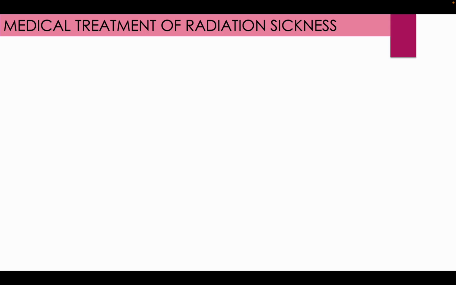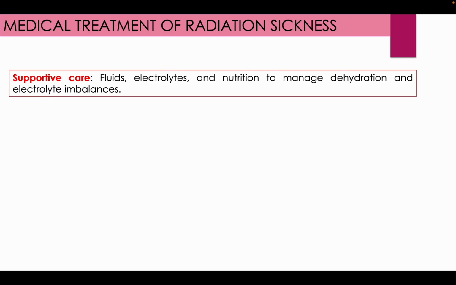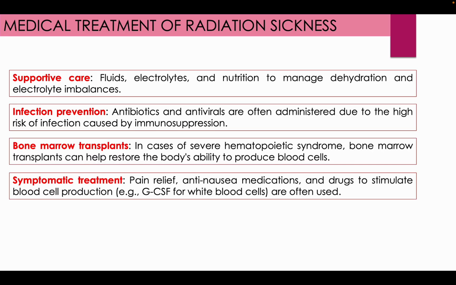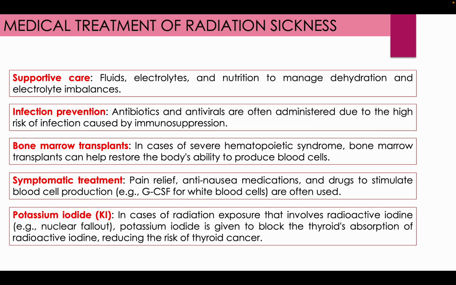So, treating radiation sickness focuses on managing the symptoms, preventing infection, and supporting the body systems. We need supportive care, which is fluids, electrolytes, and nutrition to manage dehydration and electrolyte imbalances. We have infection prevention, bone marrow transplants, symptomatic treatment, and also potassium iodide. Potassium iodide is given to block the thyroid's absorption of radioactive iodine, reducing the risk of thyroid cancer.